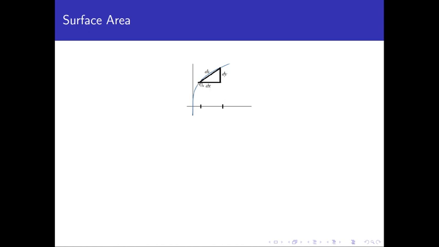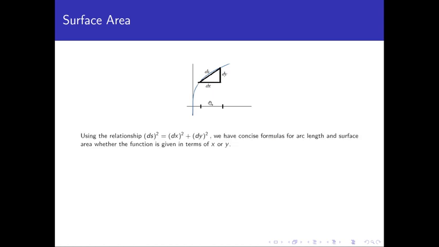Now again, it's not the exact length of the change in the arc length, because the line segment isn't quite the curve, which might be bent. But as your delta x gets smaller and smaller, your ds really will be really close to the change in the arc length. Notice that we've got a right triangle relationship here, so we actually use that relationship to help us get concise formulas for the arc length and the surface area.